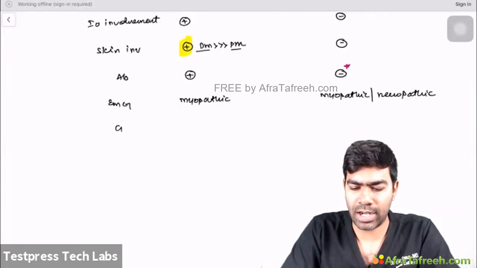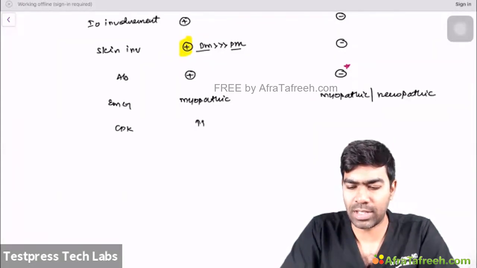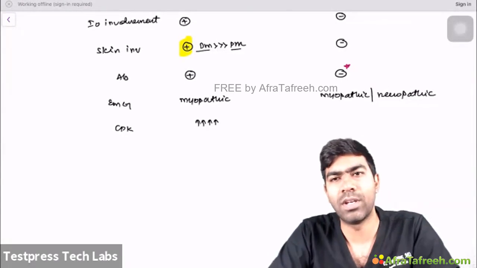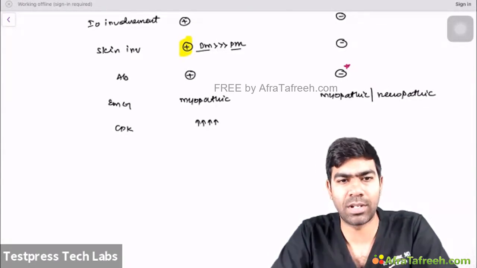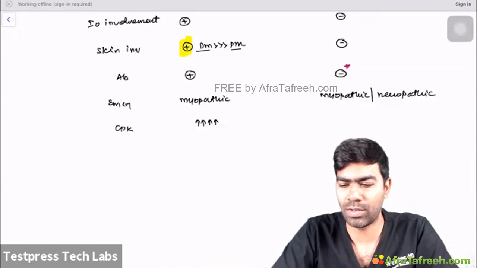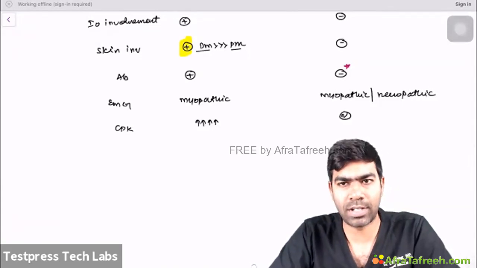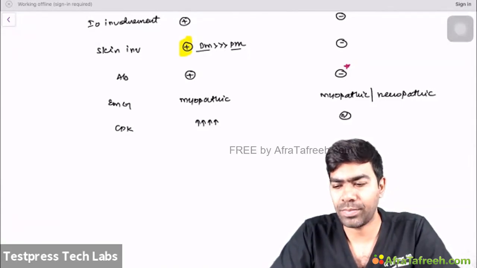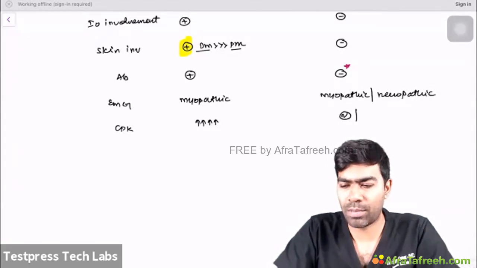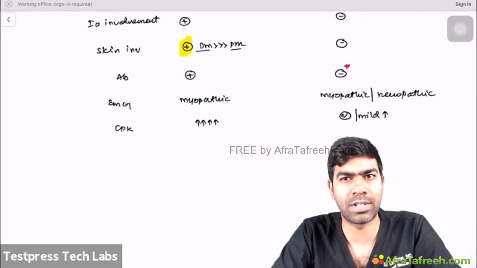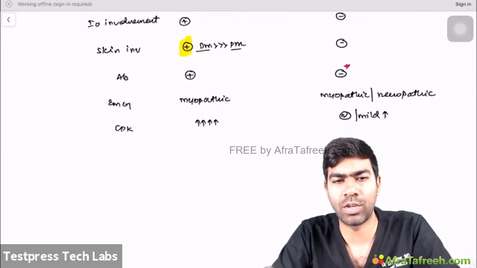As far as creatine phosphokinase is concerned, there will be significant elevation. At least there will be more than 10 times elevation from the upper limit of normal value. Here in sporadic inclusion body myositis, usually the CPK levels will be normal, or there will be only mild elevation, which means there will be elevation less than 5 to 10 times the upper limit of normal. It won't be like huge elevation. Most of the time it will be normal.